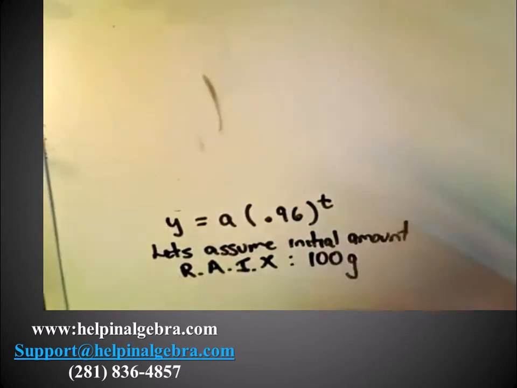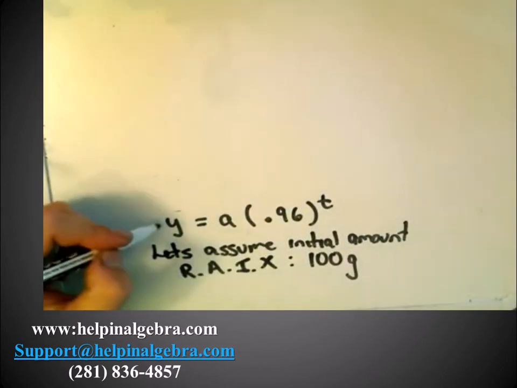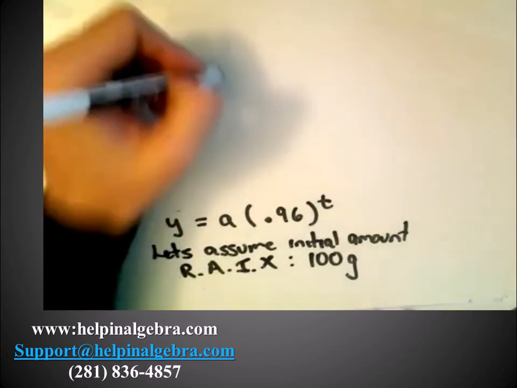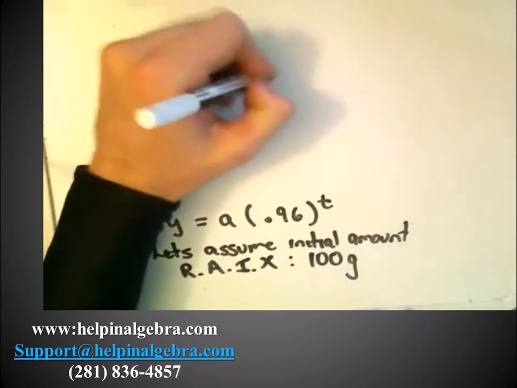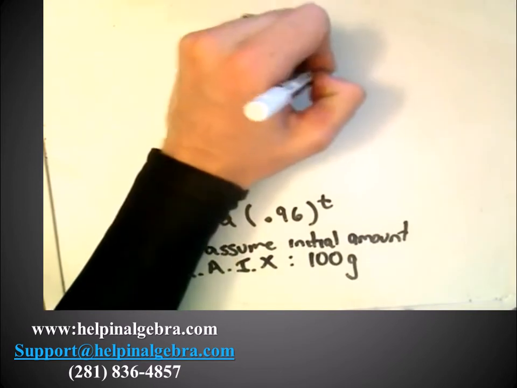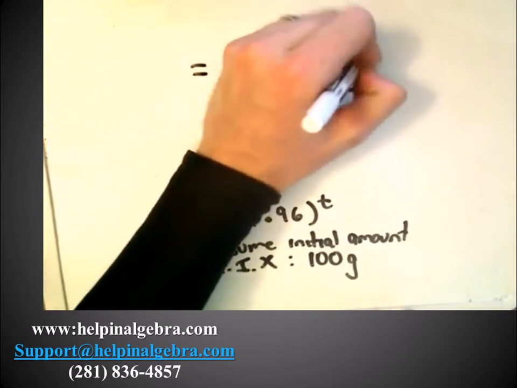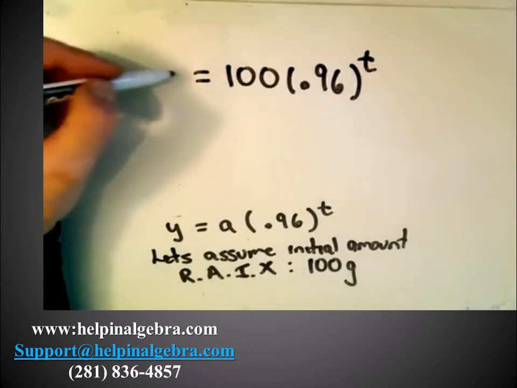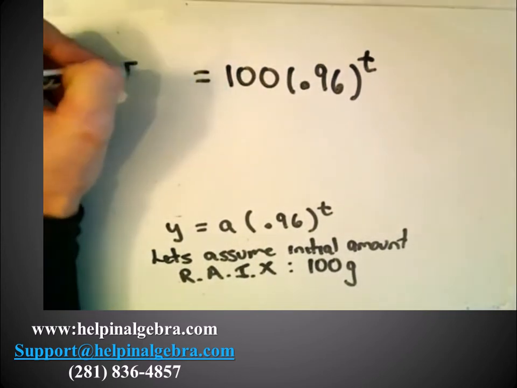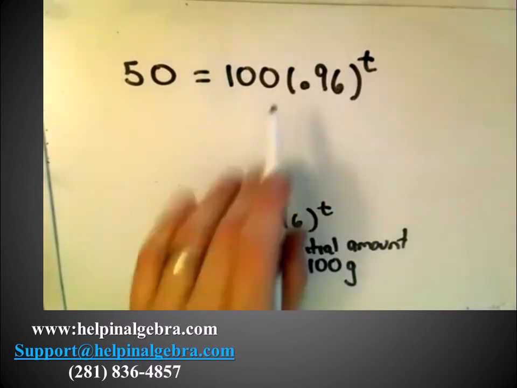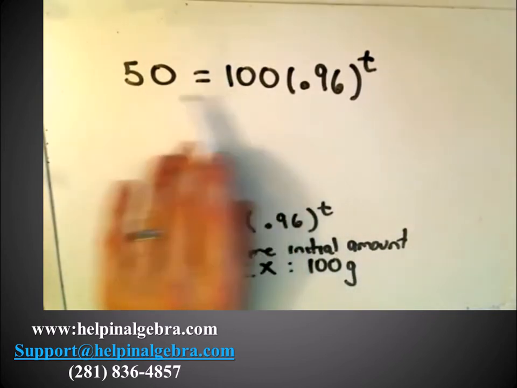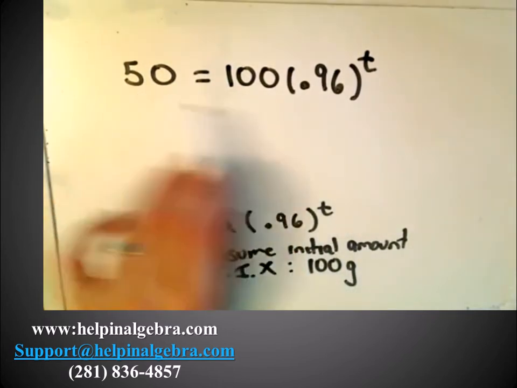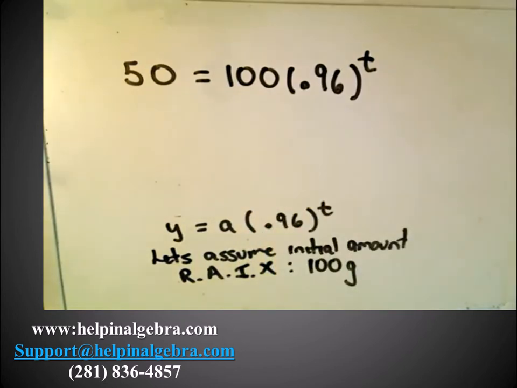So now the problem that we're going to have to simply solve is, again, y is the amount after some time t. If we start with 100 grams, okay, so we still have our 0.96 raised to the t. Well, now if we want to have half of the original amount, well, half of 100 would simply be 50. Okay, so we start with an initial amount of 100, we end up with 50 grams. We want to know the time required to solve that.